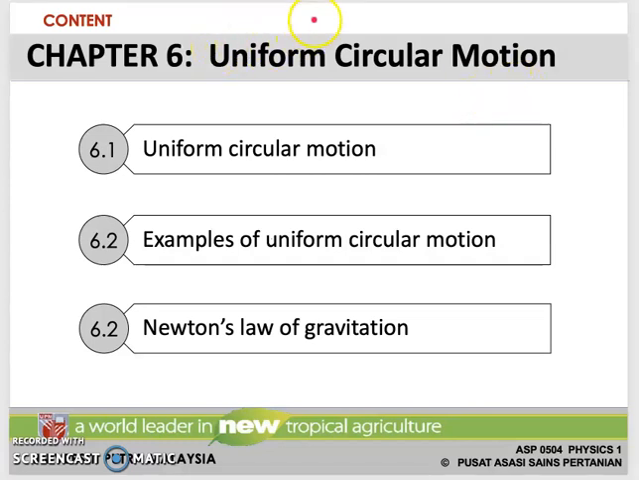We are doing chapter 6 today, which is uniform circular motion. We have 3 parts to this chapter: uniform circular motion, examples of it, and Newton's law of gravitation. So for today's video, we are doing the introduction on uniform circular motion.